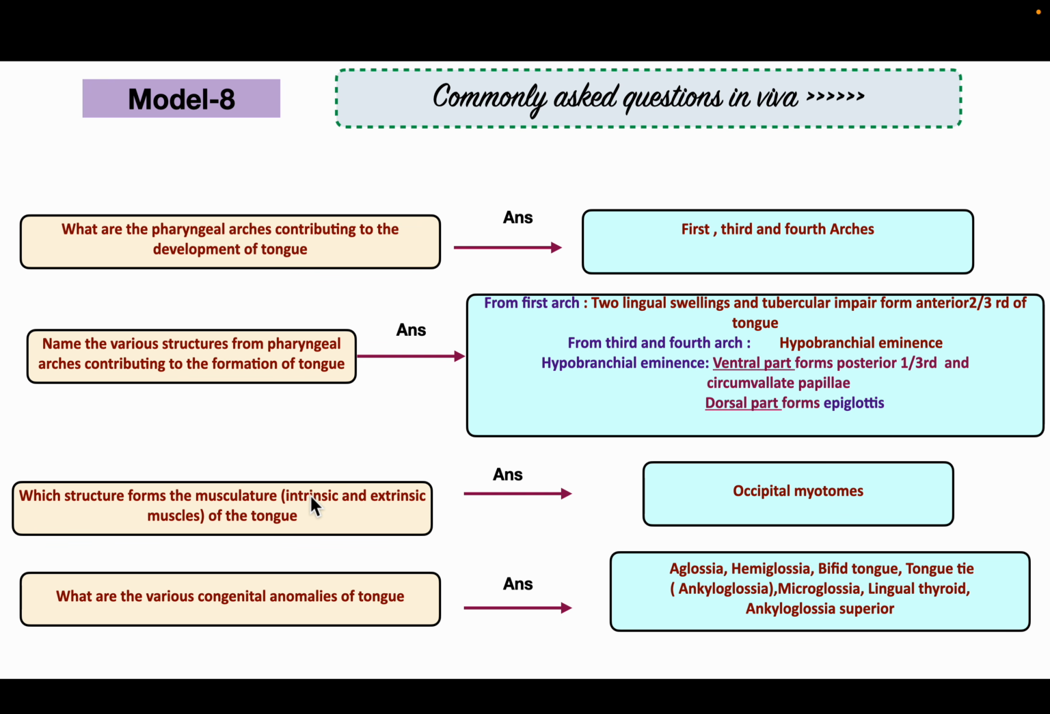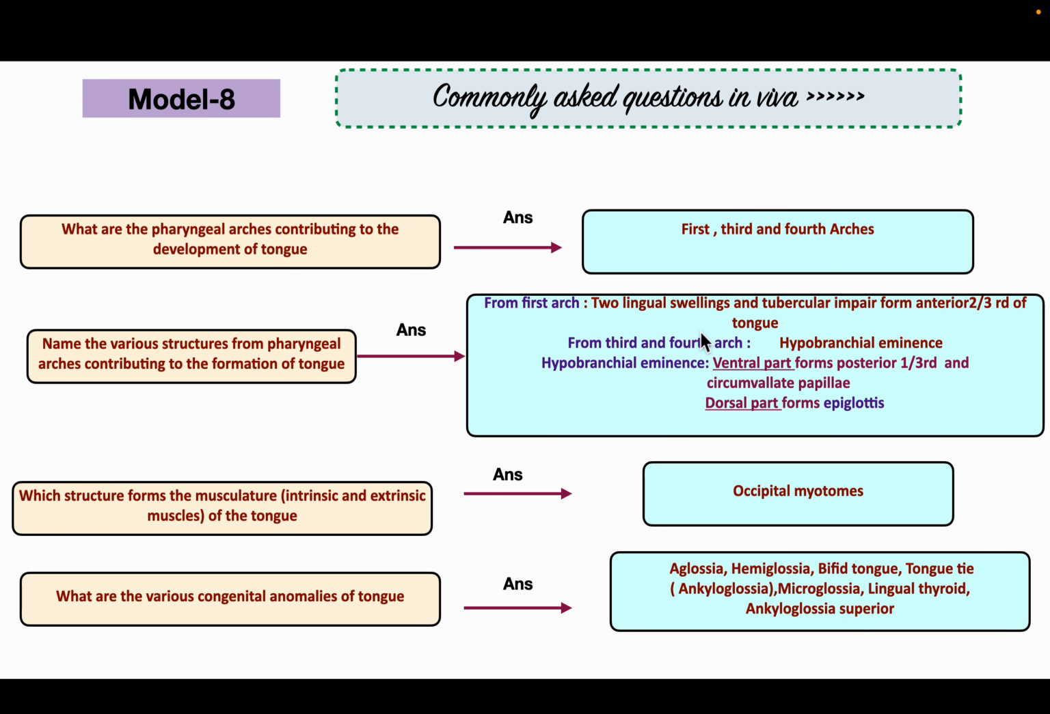Now which structure forms the musculature, both intrinsic and extrinsic muscles of the tongue? That is occipital myotome. Then what are the various congenital anomalies of the tongue? So aglossia, hemiglossia, bifid tongue, tongue tie, microglossia, lingual thyroid, ankyloglossia superior. So these are the important questions which can be asked.